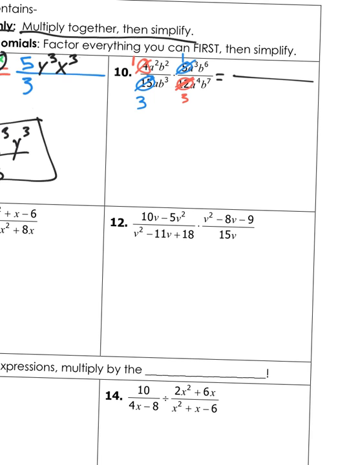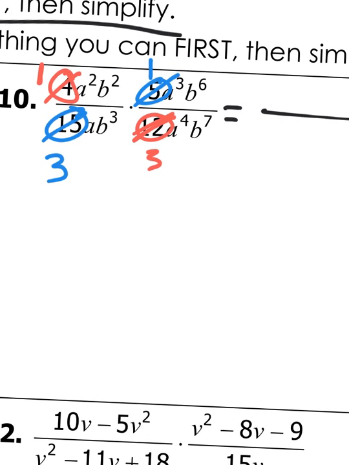Then I just say, okay, a squared, oh shoot, hold on. Let's try to zoom in a little bit, just to make this a little more clear. A squared divided by a would give me an a up top. B squared divided by b would give me a b on the bottom. On this next one, a to the third and a to the fourth would give me an a on the bottom. And then b to the sixth and b to the seventh would give me a b on the bottom.